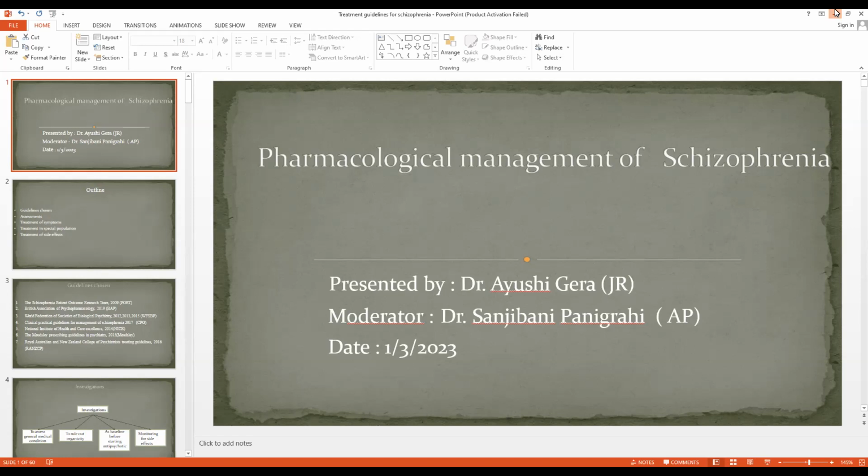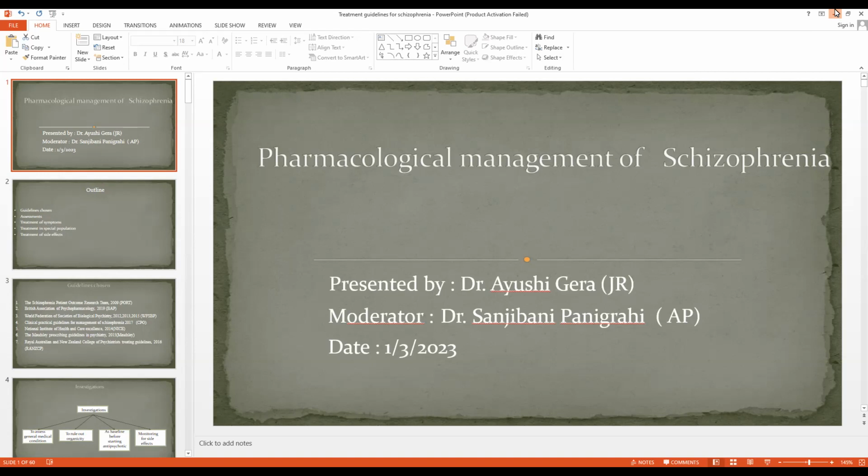Augmentation. Around 30% of patients with treatment-resistant schizophrenia treated with clozapine do not respond. For them, augmentation is required. For augmentation, first you have to make sure that there is an adequate trial of clozapine, that is for 3 months, and that the plasma level of clozapine is more than 350 nanograms per ml.